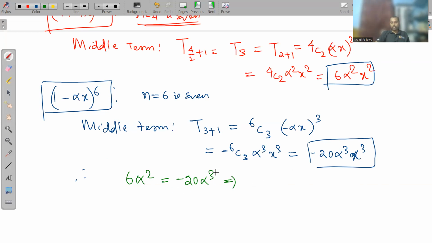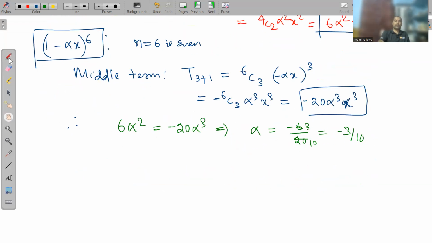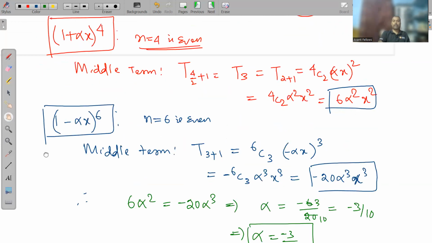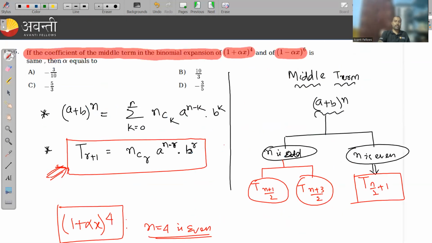So this becomes what? Alpha square will be cancelled out, alpha cube as alpha, so alpha is equal to minus 6 upon 20, which becomes minus 3 upon 10. So the answer is alpha is equal to minus 3 upon 10. This is the answer. The correct answer is minus 3 upon 10, which is option A. Option A is your correct answer.